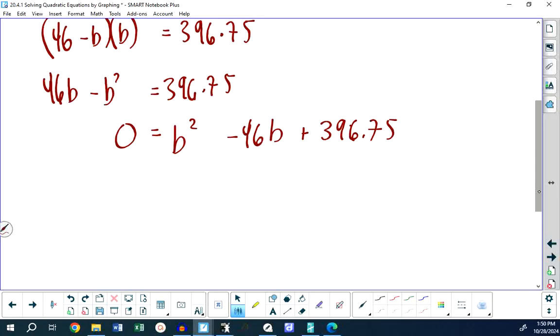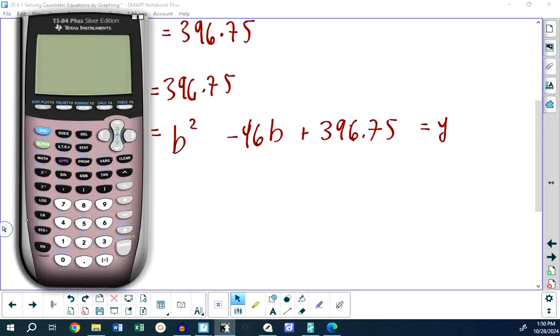Okay, how are we going to solve that? We're going to imagine that this is y equals. We're going to graph it and solve it graphically. So I'm going to plot the graph of x squared minus 46x plus 396.75. Now you understand that that 396.75 is up quite high, right? But here's the other thing I want to point out. Do you agree, since the two numbers add to give 46, they're smaller than 46? So B is a number between 0 and 46. That tells me what to set my window settings at.